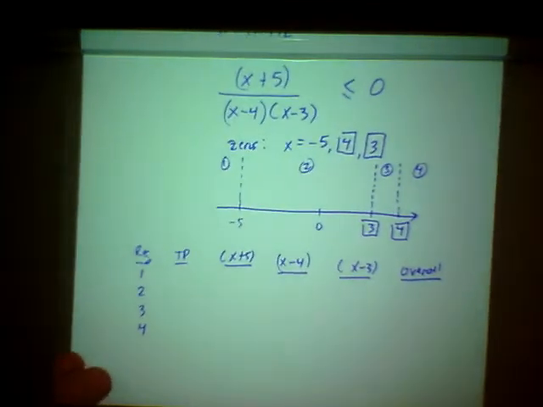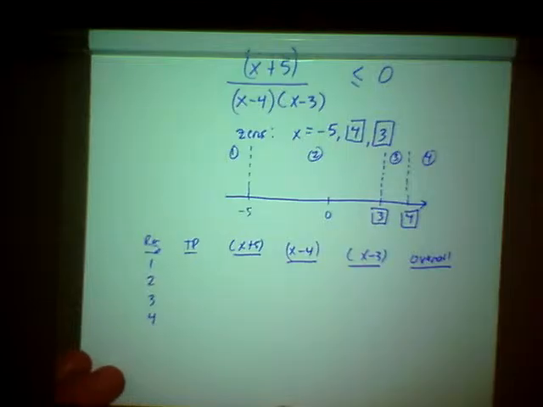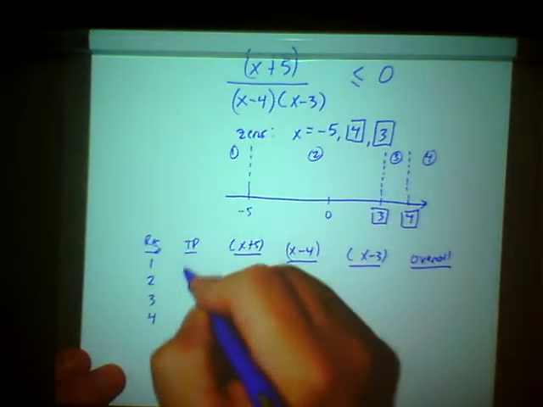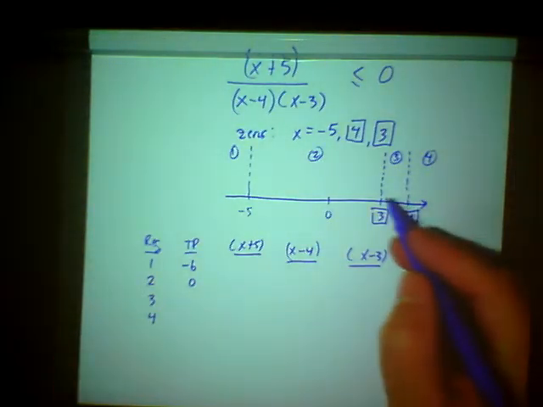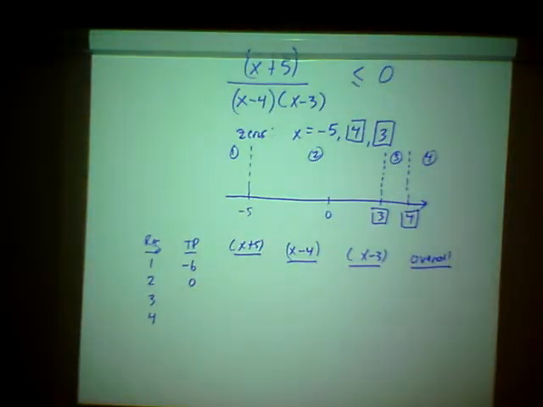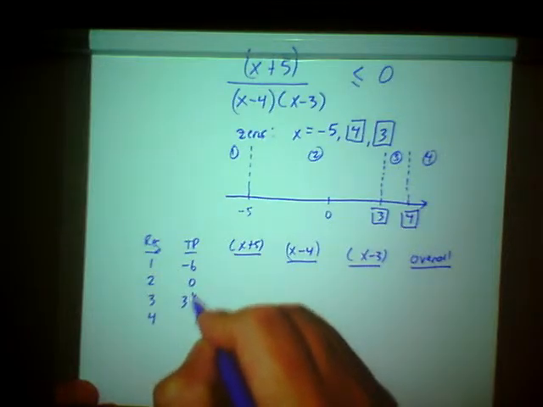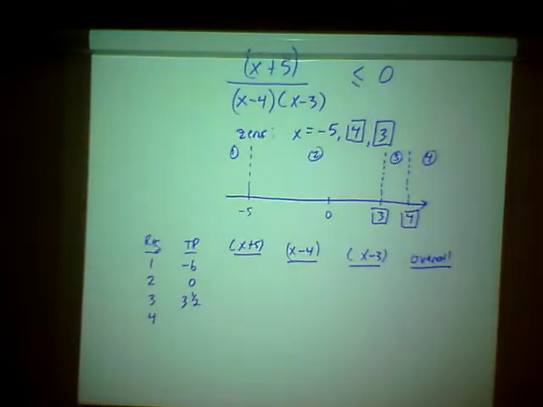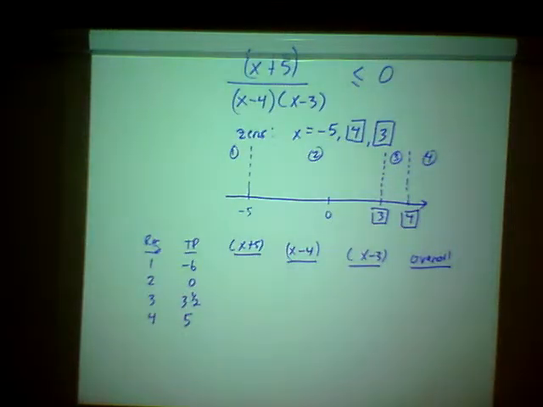Now I can choose a test point. For region 1, I'll choose -6. For region 2, I'll choose 0. Region 3 is sort of tricky. It has to be between 3 and 4, and of course you cannot choose one of the boundaries. So I'll have to choose 3.5, or some of you might like to pick 3.5. It's the same thing. Then region 4, I'll choose 5.